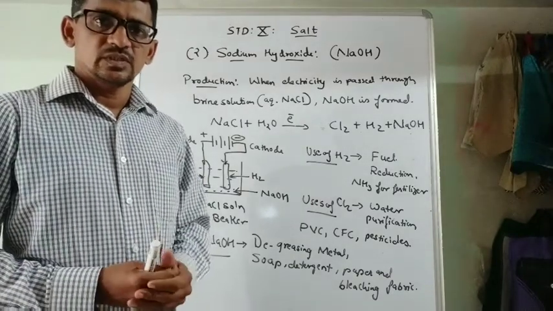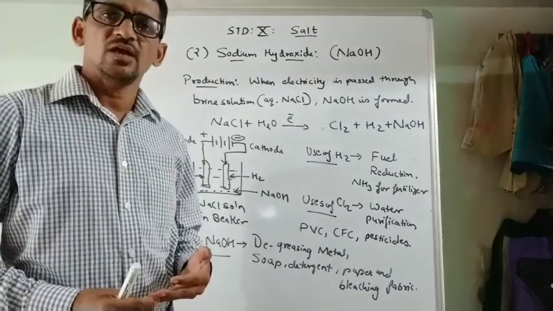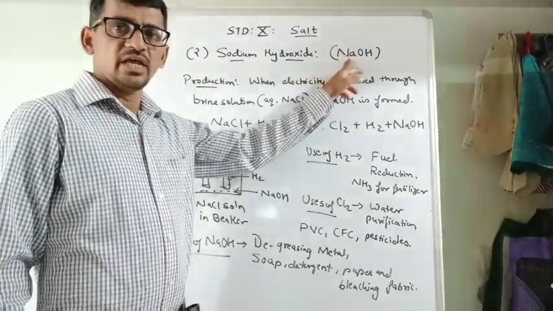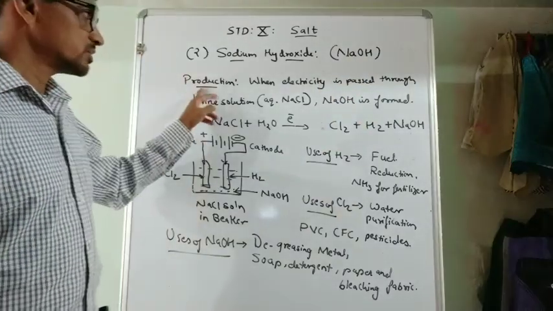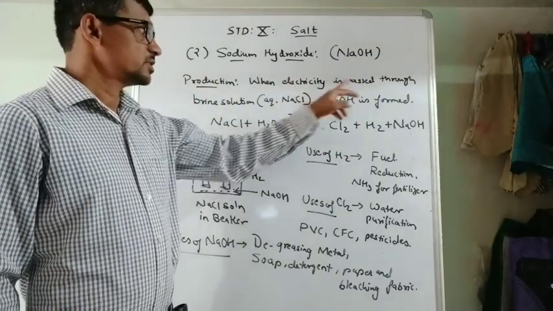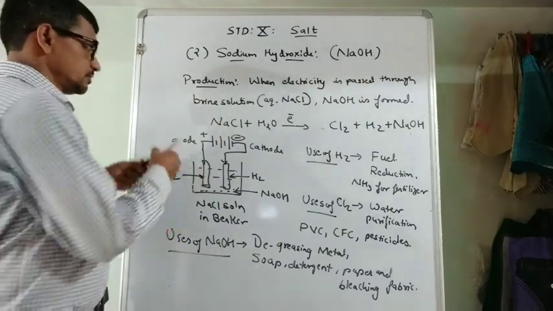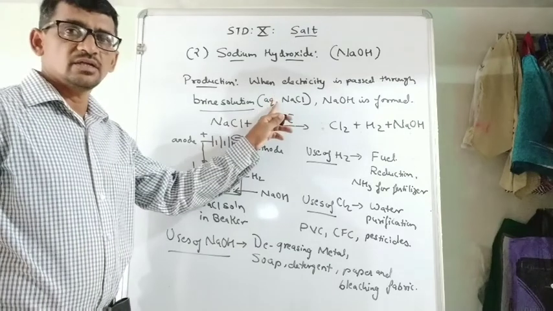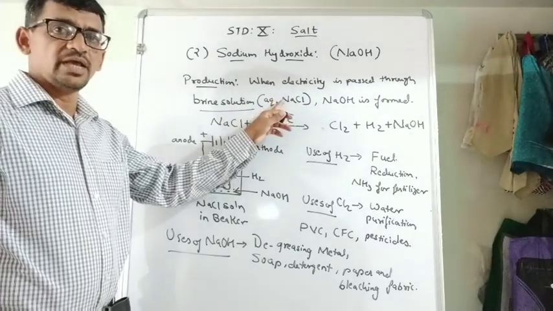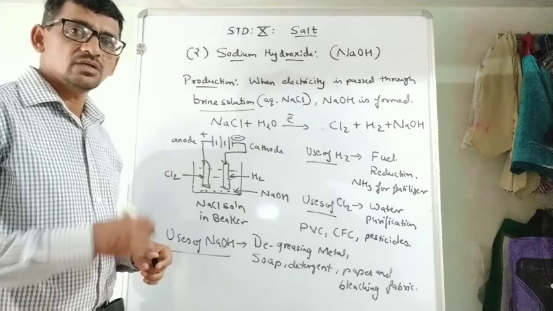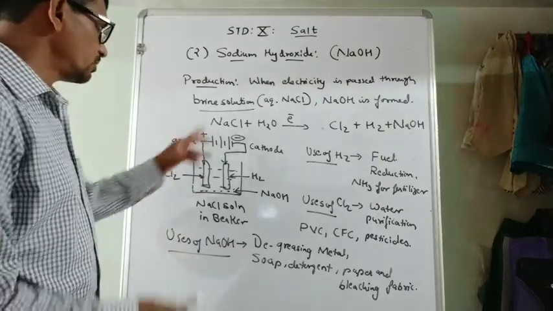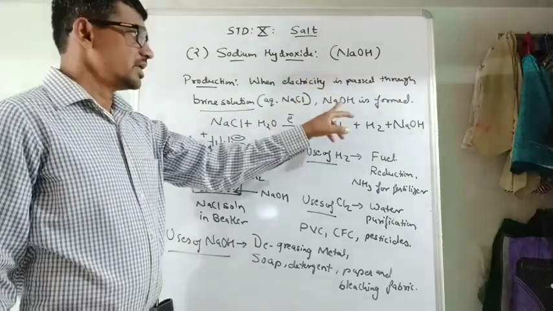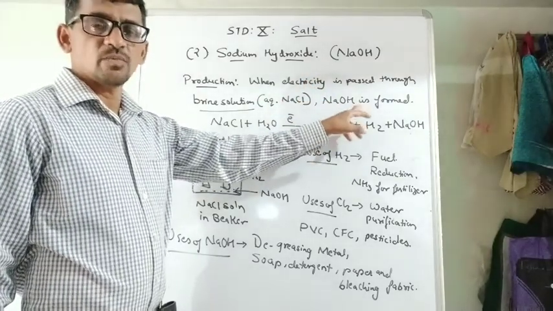Okay, second is NaOH, sodium hydroxide. The formula is NaOH. Production: when electricity is passed through the brine solution. Brine solution is nothing but an aqueous solution of NaCl. Take NaCl salt, dissolve it in water, and that solution is known as brine solution. Then if you pass electricity in it, NaOH is formed as a byproduct.